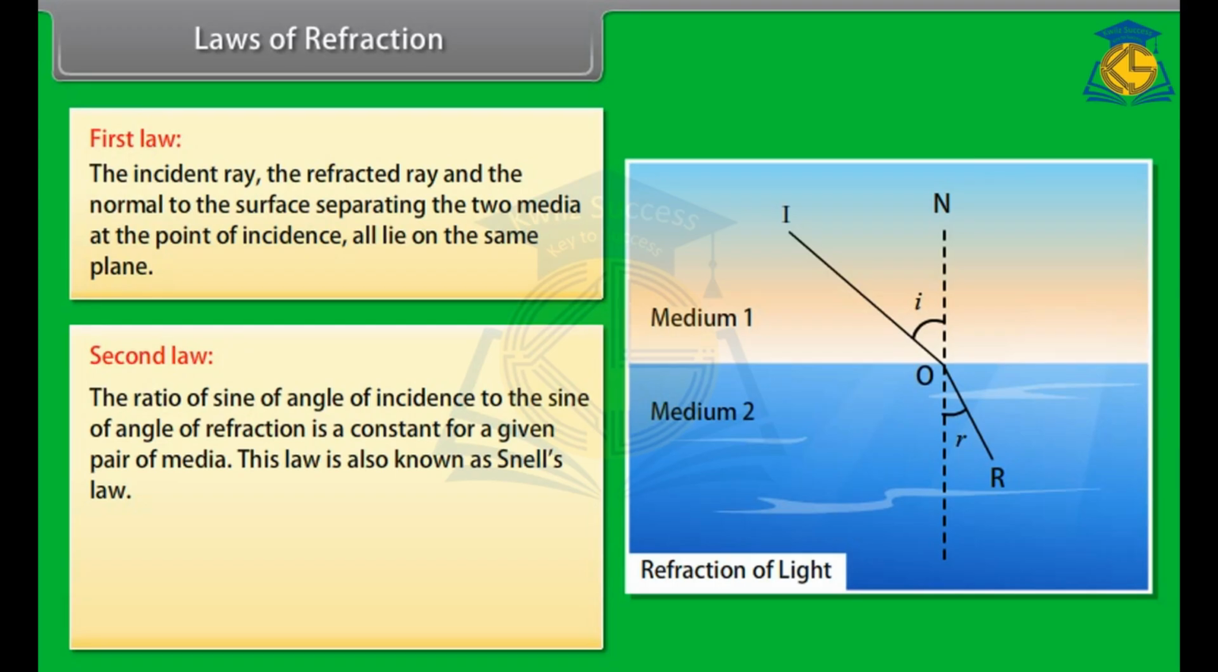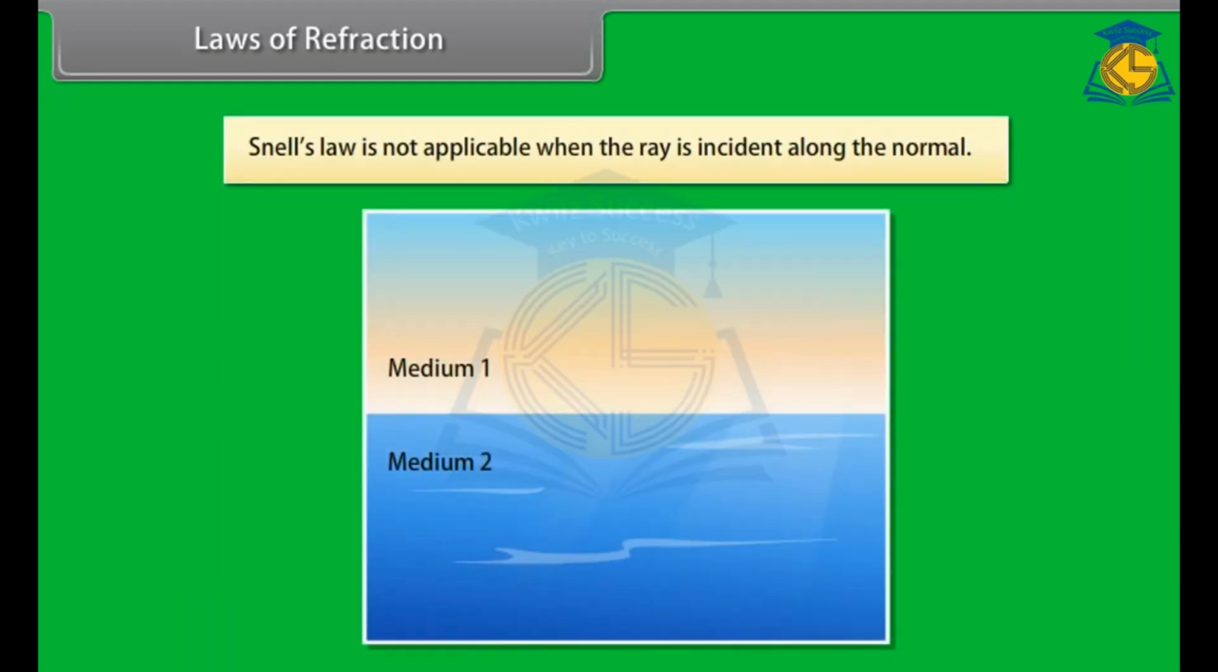This law is also known as Snell's law. sin i / sin r = μ, where μ is a constant called the refractive index. Snell's law is not applicable when the ray is incident along the normal.